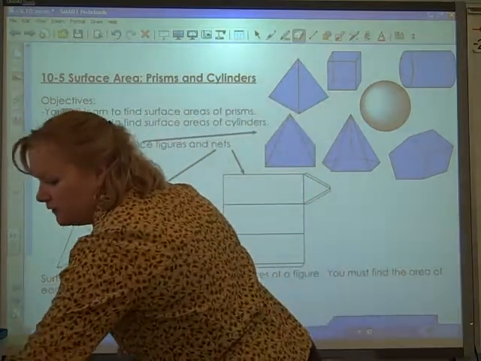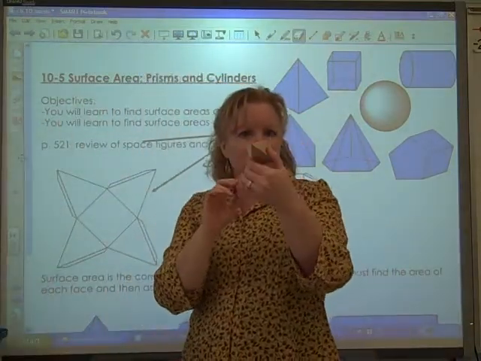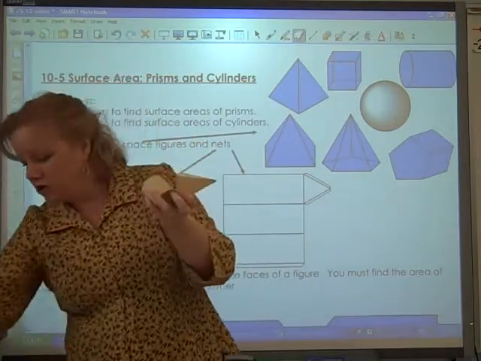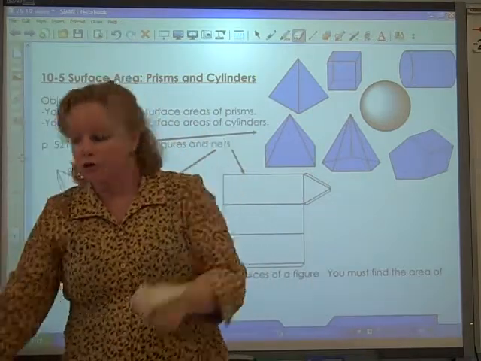And so I have wooden figures. So those are your shapes, your three-dimensional shapes. You have a cylinder and so on. Okay? So those are space figures.